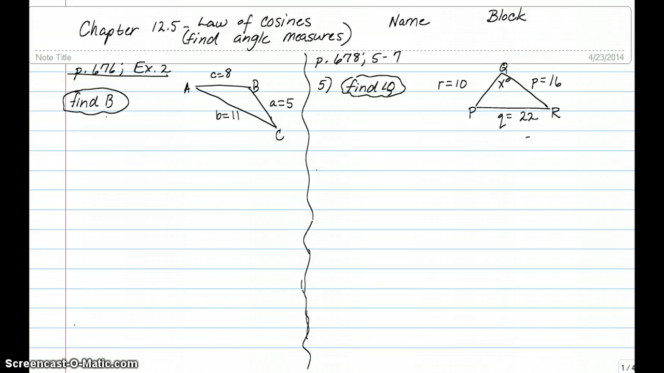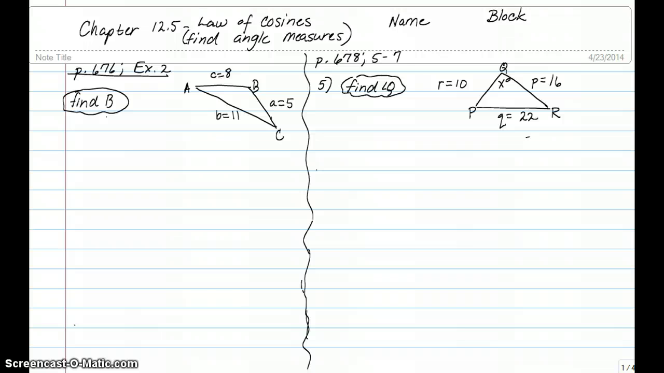So draw the triangle ABC. Label the A side 5, the B side 11, and the C side 8. Make sure that your angles are directly opposite those sides. So angle A has to be directly opposite A equals 5, angle B has to be directly opposite B equals 11, and angle C has to be directly opposite C equals 8. Okay, you're going to be finding B. That's what it says in the directions.